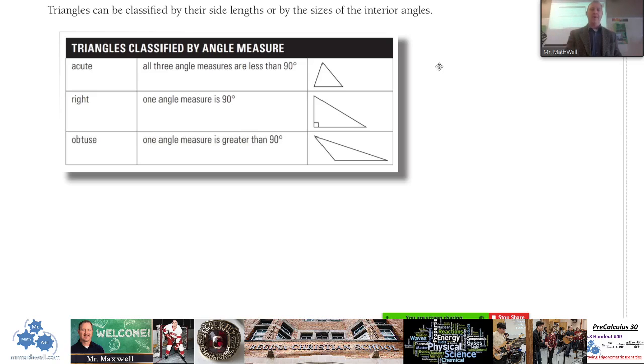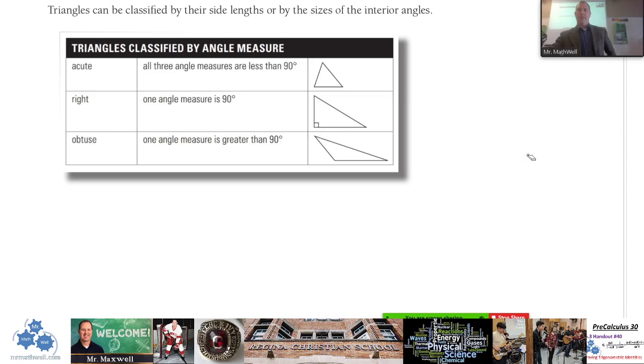It won't be crazy, all right? Now, a right triangle, of course, has that 90 degree angle in it, right? If you look at this, a triangle could have an angle greater than 90 degrees, or it could have an angle that is 90 degrees. You cannot have two angles that are 90 degrees, and you cannot have two angles that are greater than 90.